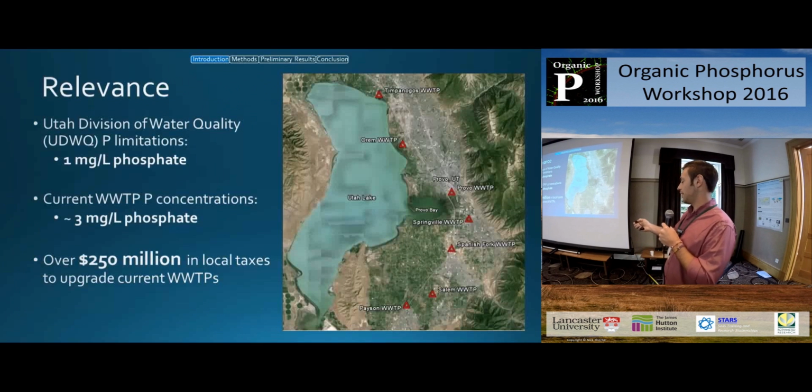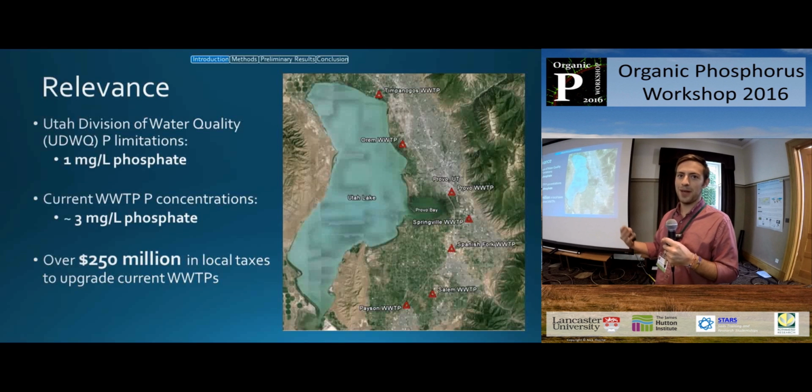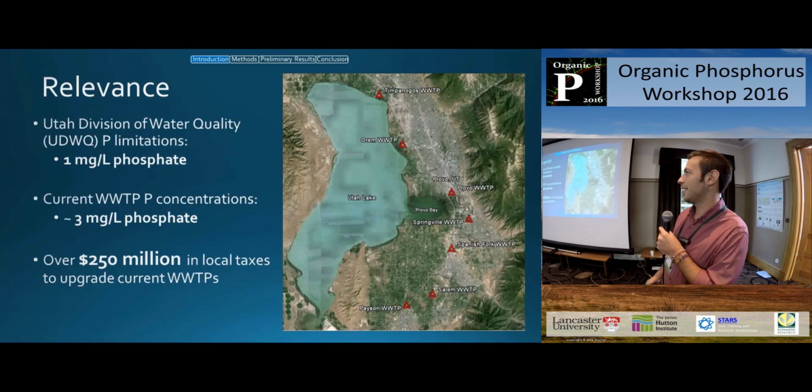Part of this issue is because we have 7 sewage plants that discharge into the lake, and none of them are currently regulating the amount of nitrogen or phosphorus coming out of the plants. So that's mainly why we have so much phosphorus in the lake and get these algal blooms.